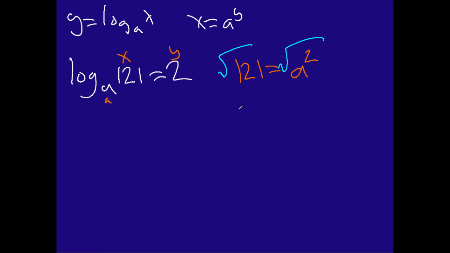And I end up with the square root of 121 is 11. And the square root of a squared is a. And that's my answer. So in other words, if I wanted to write this in logarithmic form, I would say log base 11 of 121 equals 2. That's what I would put, just like so. And you can rewrite that. But you can see how by knowing the different forms, you can now solve things accordingly.